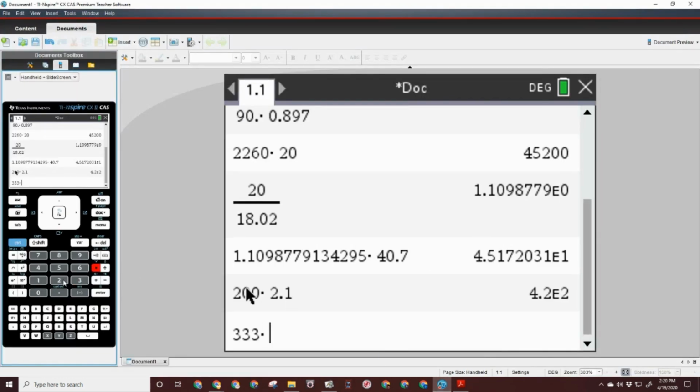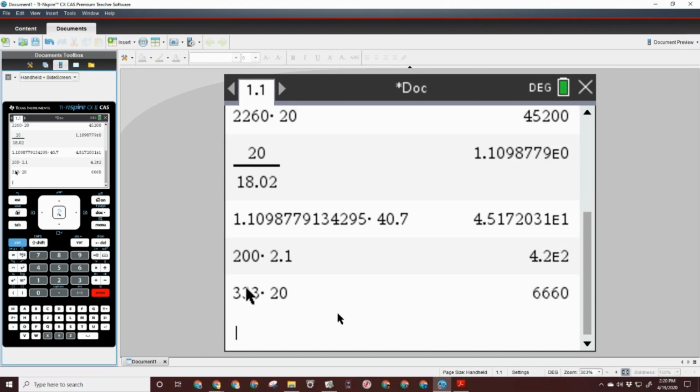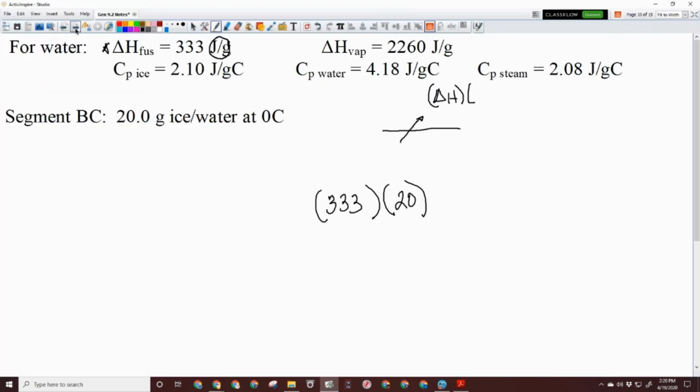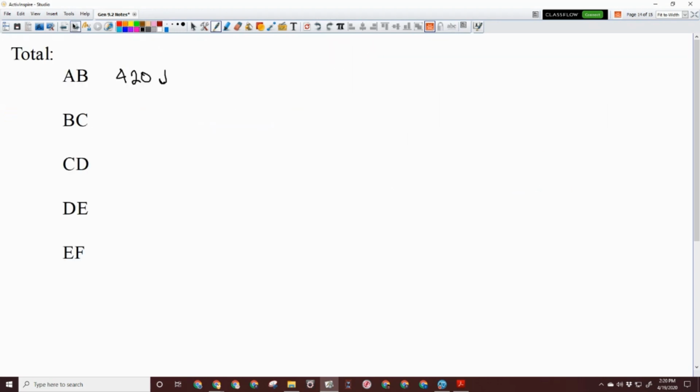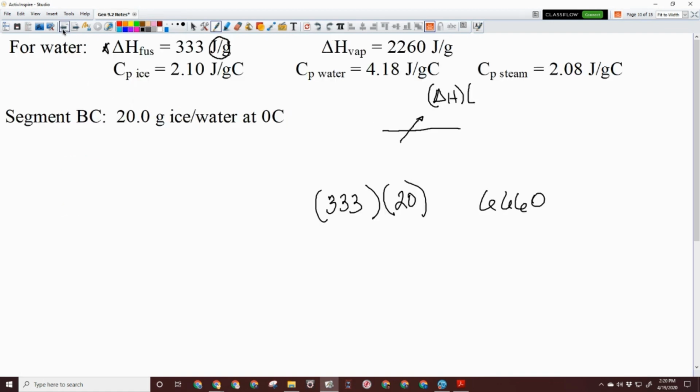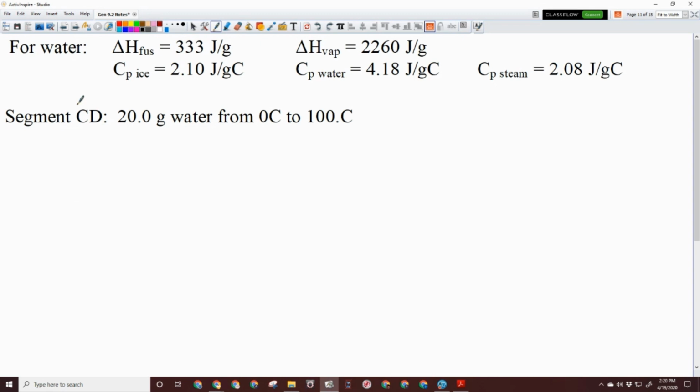333 times 20. Okay, that's 6,660. So let's go over here to this, 6,660 joules. All right, now let's calculate C to D. All right, so remember on our graph, A to B, B to C, so C to D.